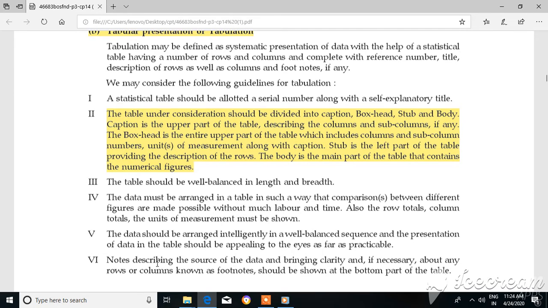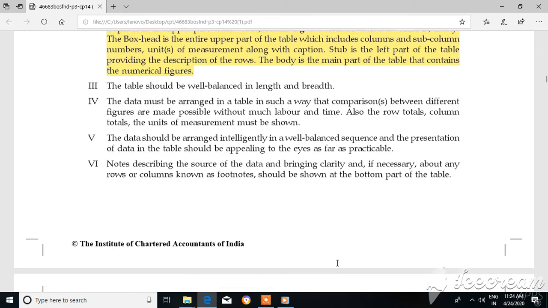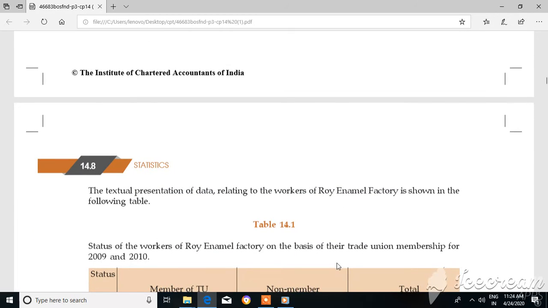And last, notes describe the sources of data and bring clarity if necessary. For example, if I am considering the weight of students, then for that column you should write whether it is in terms of kilograms, grams, etc. If you are considering the height of students, whether it is in feet or centimeters, that you have to mention.